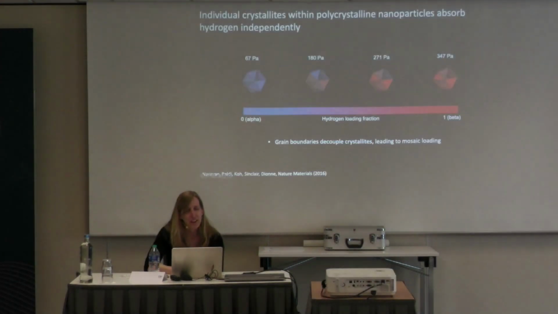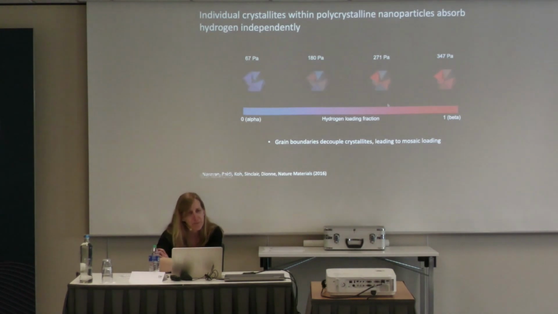And then what we also found is that by doing tomography and dark field imaging and diffraction, we could basically map out those 20 tetrahedra within each individual icosahedra. And we wound up seeing mosaic loading. So if one tetrahedra absorbs hydrogen, it expands, and that makes it harder for the neighboring tetrahedra to also absorb hydrogen.